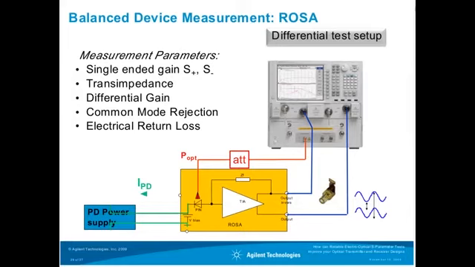And here we have a setup for characterizing a receive optical assembly, which consists of a pin diode plus a TIA. Here we are interested not only in the single-ended gains of such a ROSA, but also in the transimpedance of this device, but also in the differential gain and how well the common mode rejection behaves in such a device.